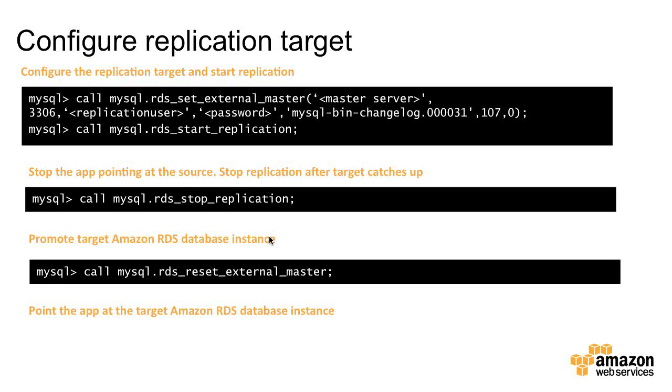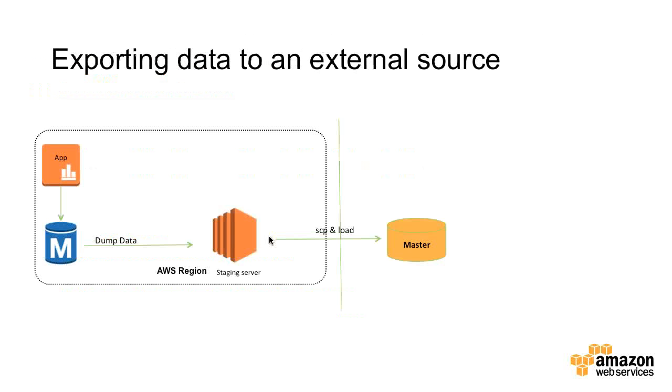So once the replication lag is near 0, I'll stop the replication. I will promote this to a master by calling the RDS reset external master command. Point the app to the target Amazon RDS database instance, and you are all set to run. So this is for importing data from on-prem or EC2 into RDS.